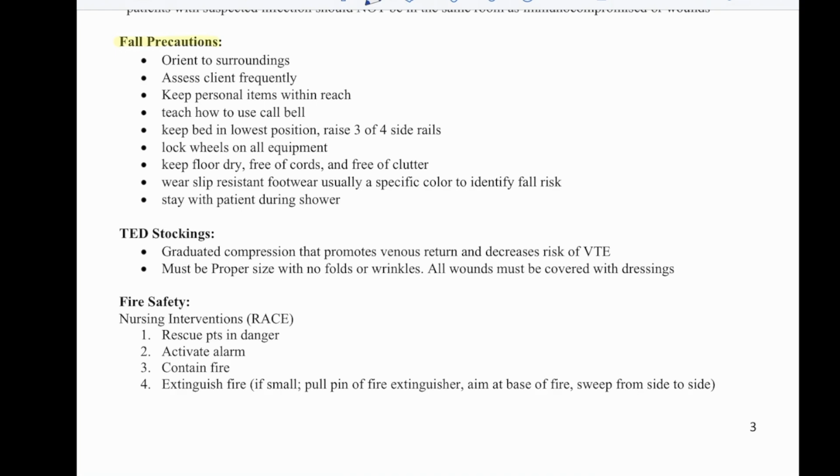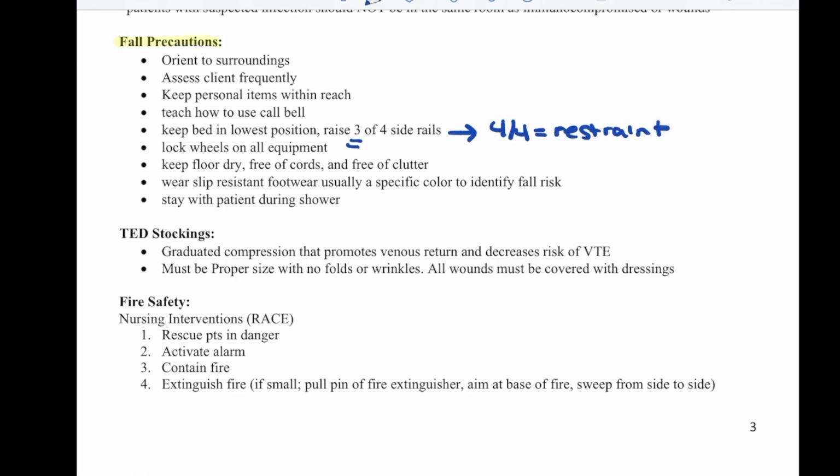Keeping personal items within reach. We don't want them reaching outside of the bed to the table where they could fall. Teach them how to use the call bell. Make sure they can reach the call bell. Keep the bed in the lowest position and raise 3 of the 4 side rails. The reason it's not 4 of 4 is because that is actually technically a restraint. So we have to do 3 of 4 side rails.